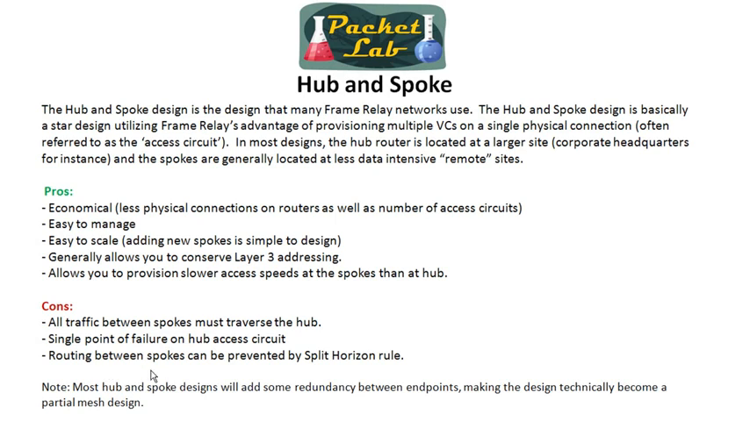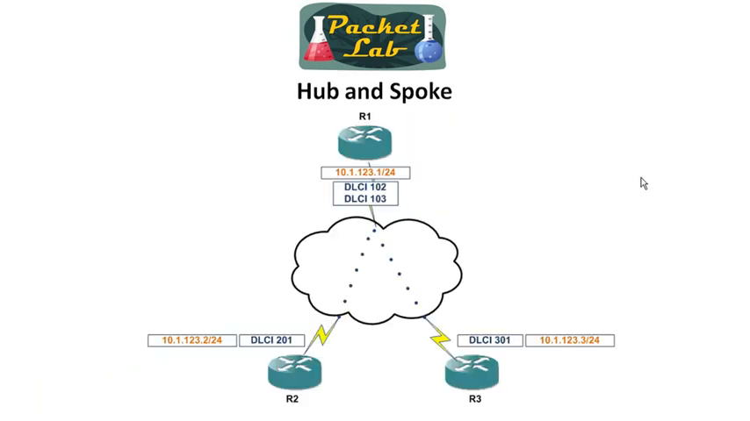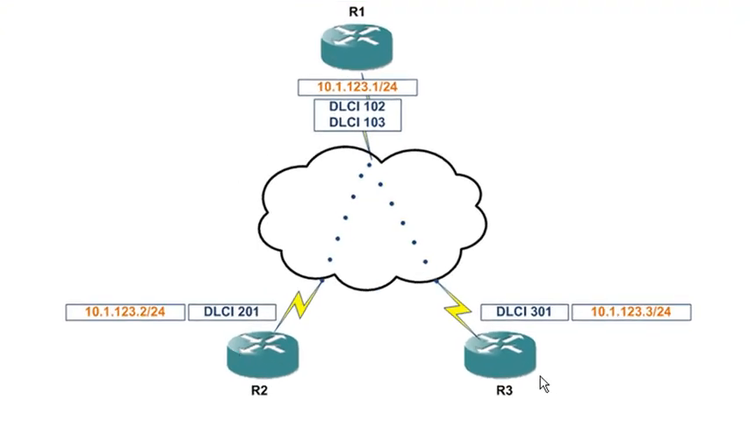And then the final one is that routing between spokes can be prevented by the split horizon rule. We'll get into this in a whole lot more detail when we start talking about how different routing protocols work with hub and spoke frame relay networks. But let's pop back once again. And actually this time let's take a look at a little simpler topology. We're only going to have 3 routers here, but still a hub and spoke. Here's our hub, here's our 2 spokes.